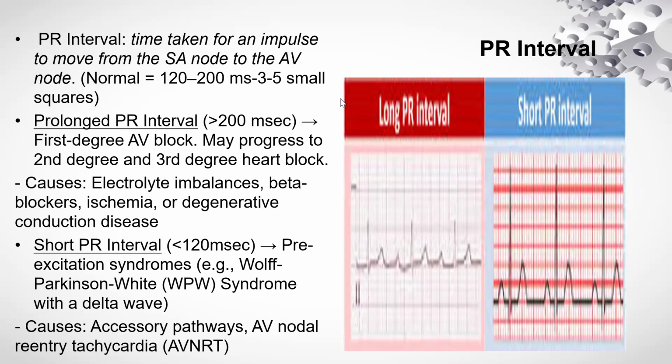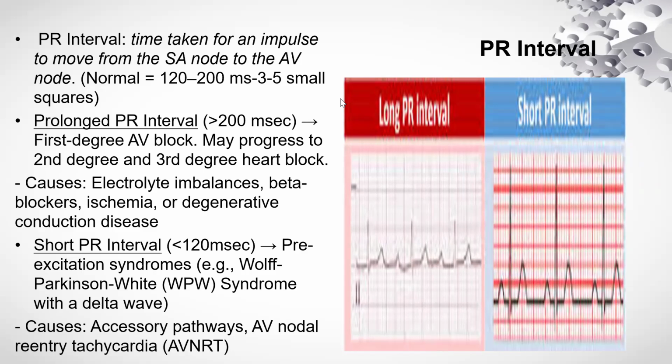The PR interval is usually the time taken for an impulse to move from the SA node to the AV node. Usually it's between 3 to 5 small squares, that's 120 milliseconds. We can have a prolonged PR interval when it is more than 5 small squares, and this is when you have your first degree heart block. This may progress to second or third degree. Common causes are electrolyte imbalance, beta blockers, and all that.